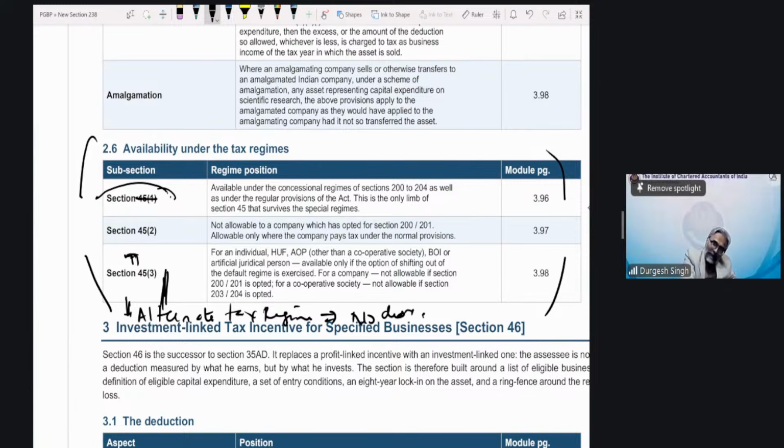And under the normal provision, the donation which I'm giving, I will be eligible to claim deduction under 45(3) under the normal provision, but not under the alternate tax regime. Just be very clear about it.